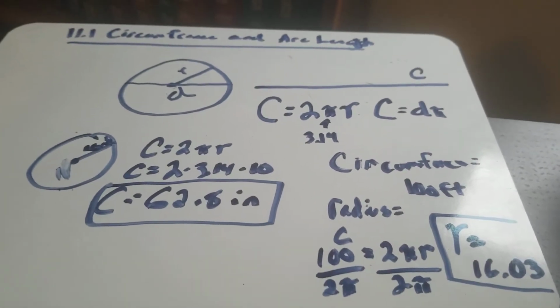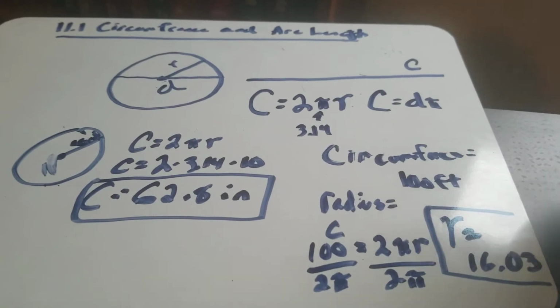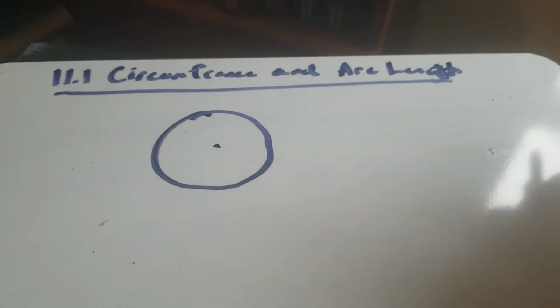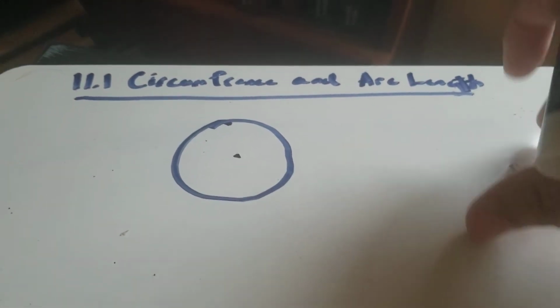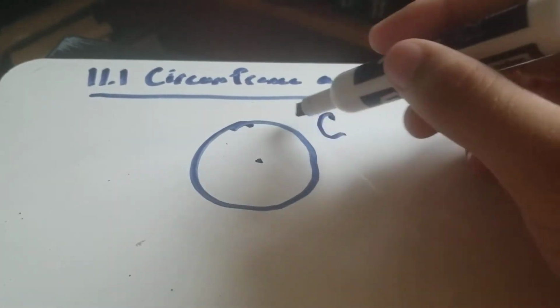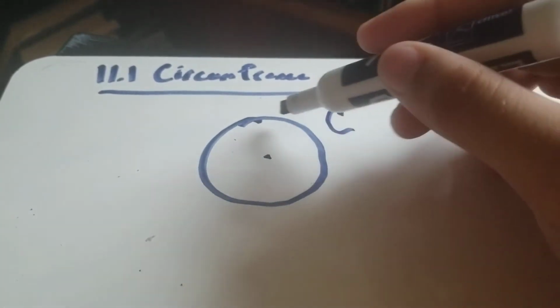Okay, so that's the first part of this lesson, which is circumference. Then we're going to talk about what arc length is. Okay, now we're going to talk about arc length. As we said before, the circumference is the perimeter of this whole circle. So that's the whole thing over here.